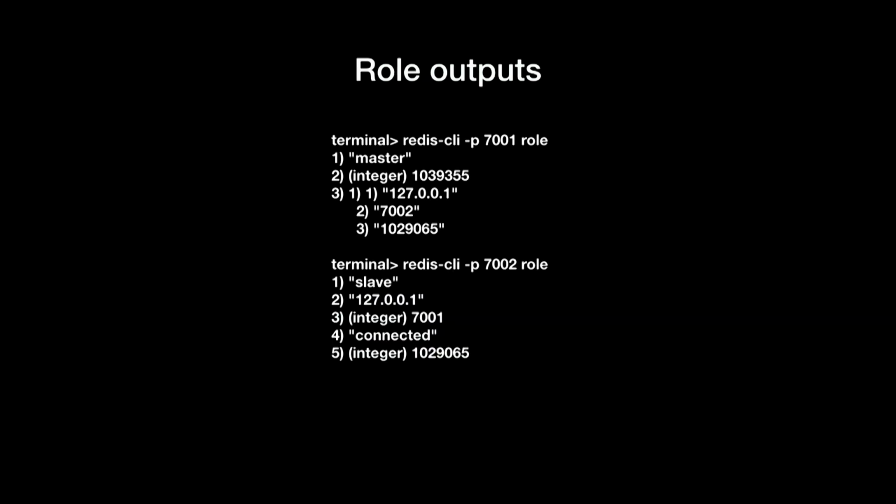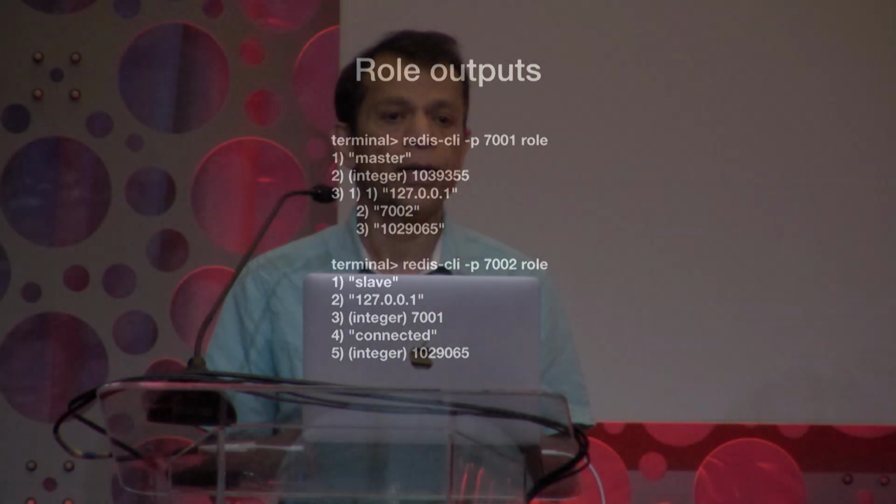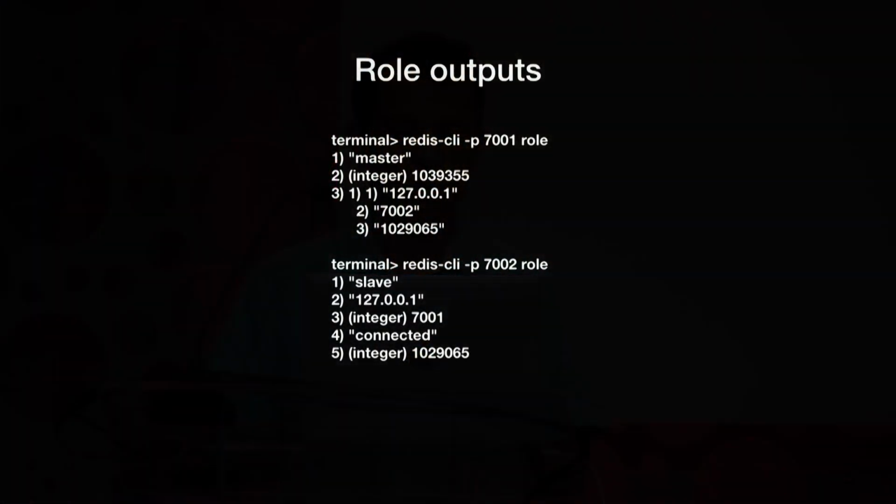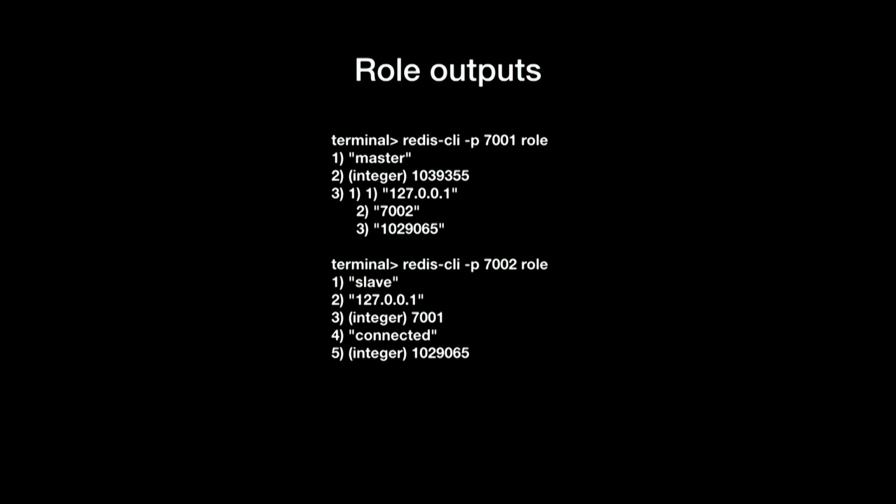So next, I'm going to make you go through some of the monitoring. There are two key commands: Redis ROLE and INFO REPLICATION. ROLE is a very simple command. When you invoke ROLE on a master, it simply says, I'm a master, I'm at this offset, and I have one replica in this case, running at localhost on this port, and here is my replica offset.